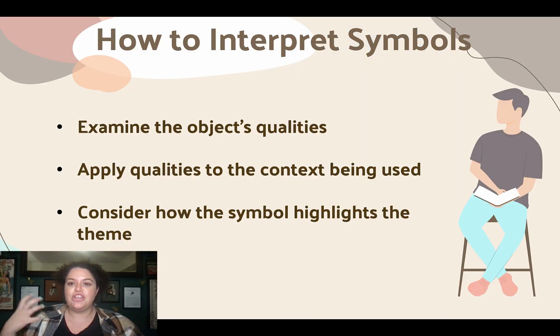Okay, so let's say you have decided that an object is a symbol for one of those 3 reasons we talked about. What next? How do we interpret the symbol? How do we figure out what the symbol means? First, you need to examine the object's qualities. Is this super round? Is it new? Is it old? Is it industrial? What are the object's qualities? Once you figure that out, you need to apply those qualities to the context being used in the story, okay? Once you've done those things, then consider how the symbol highlights the theme of the overall story.